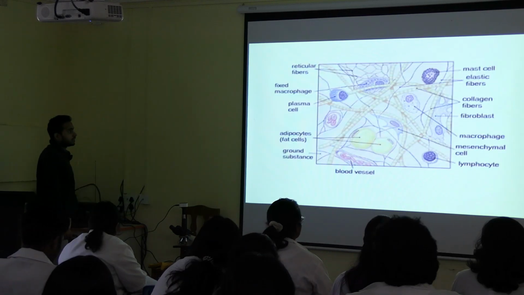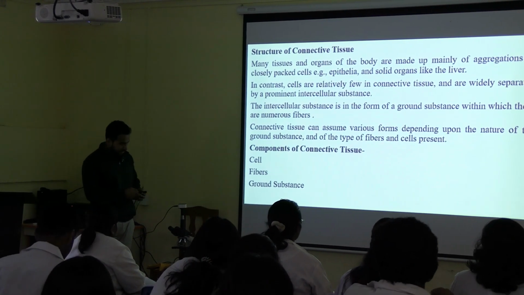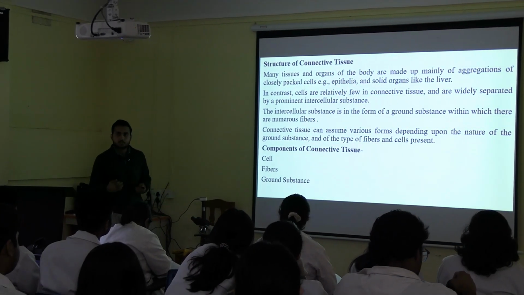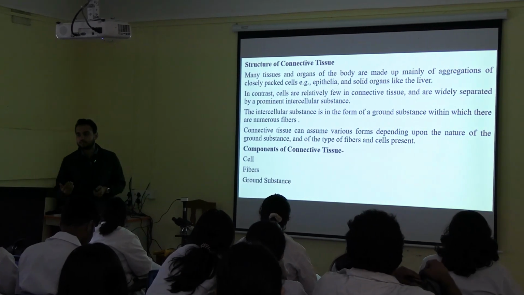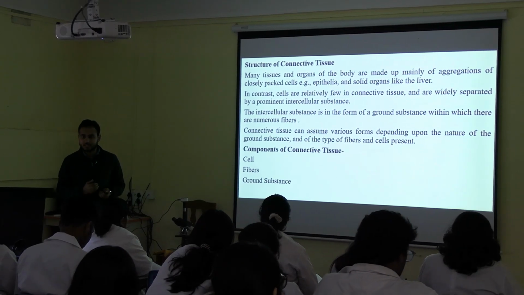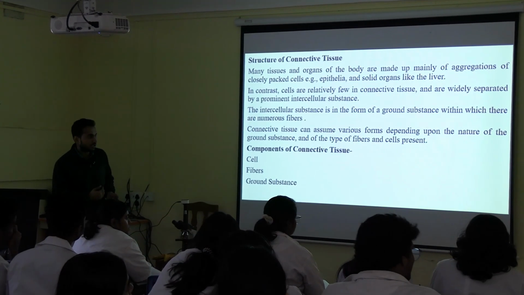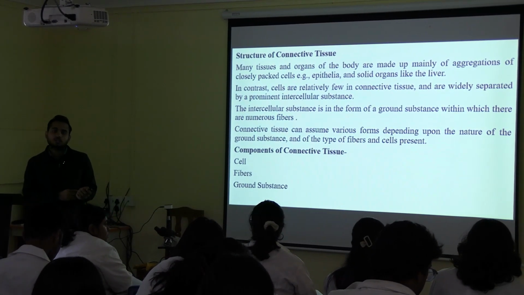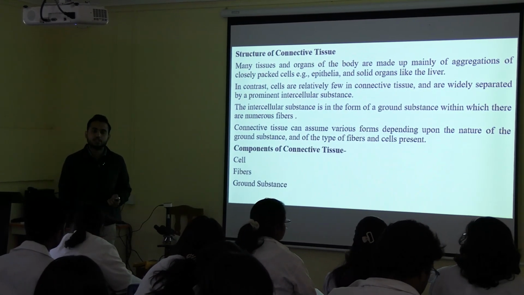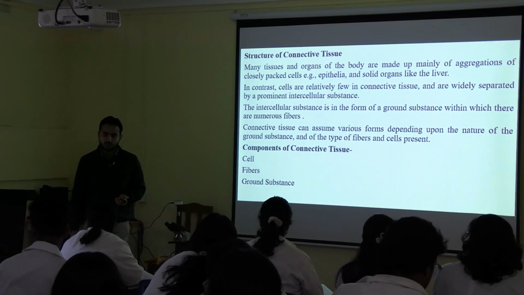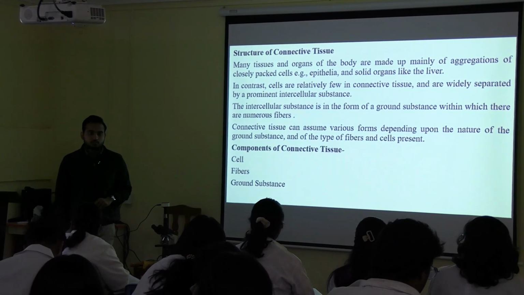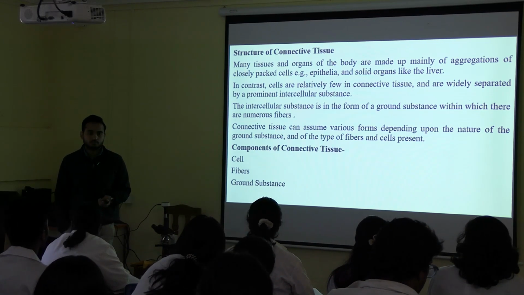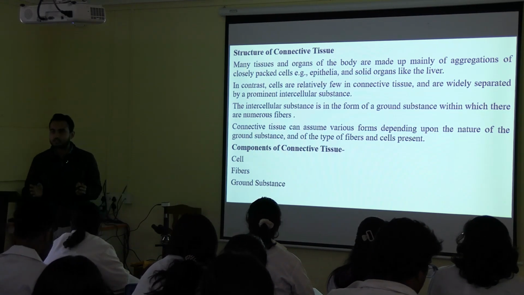Now if I go back to the components of the connective tissue, as I said, three components are there: cells, fibers and ground substance, right? Now in order to understand in detail the structure of the connective tissue, first we have to study the cells, then the fibers, and then the ground substance. So what do you think, what will be the different types of cells present in the connective tissue? Any idea? Yes, very good. Mast cell, very good. Macrophages, very good. So many different types of cells are there.